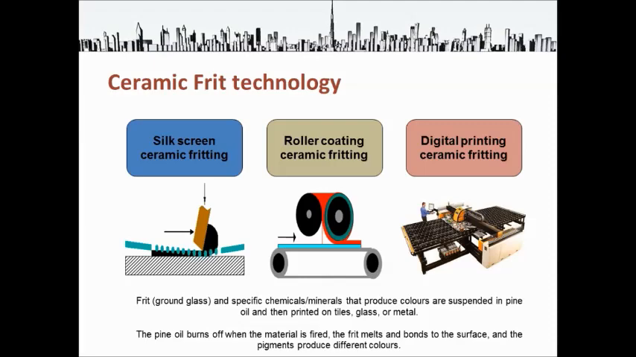What happens once you apply ceramic frit onto the surface of the glass, it is mandatory that we temper the glass. So what happens is this: the pine oil burns off, leaving these frits, which is ground glass, to be fused along with the glass. So once you apply a ceramic frit onto the surface of the glass, and it goes inside the tempering, the design that we do onto the glass becomes part of the glass, and it never comes out.